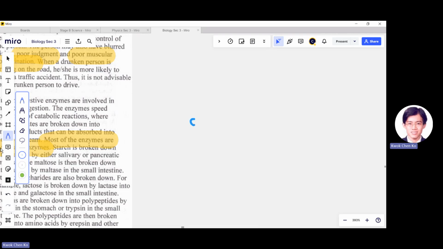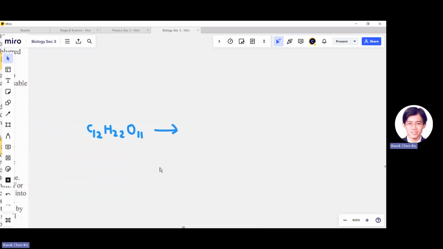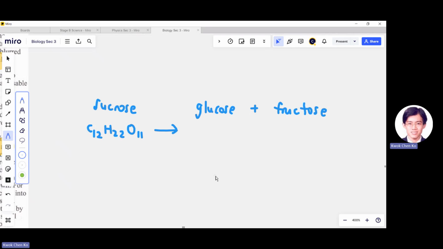This is the formula for sucrose now. C12H22O11. This is sucrose. What does it break down into? Yes, by sucrase, but what are the products? It breaks down into glucose and what? Fructose. Okay, so I think you need to remember this.